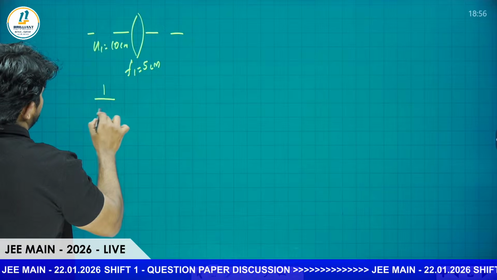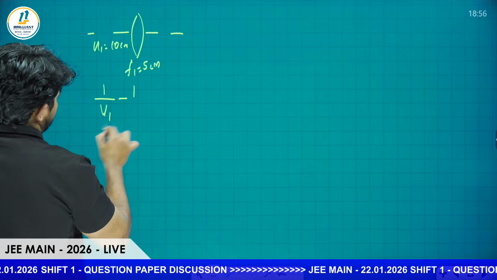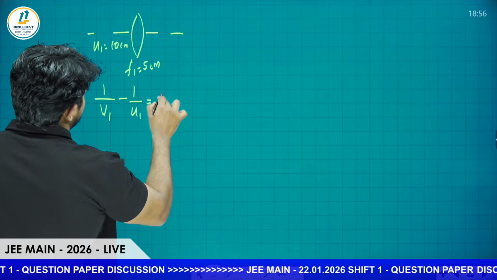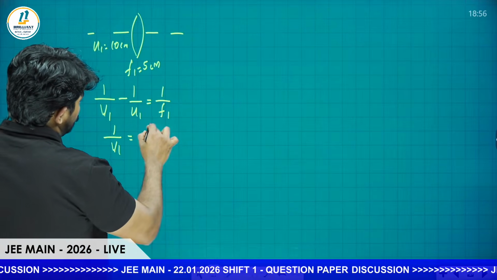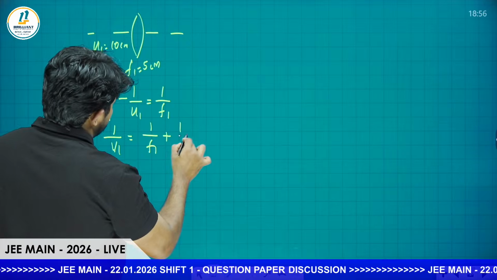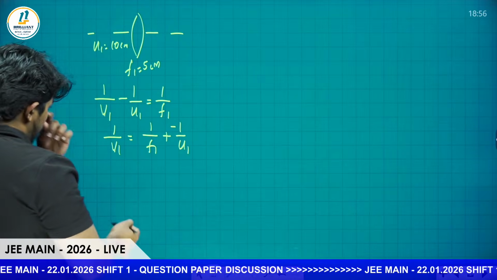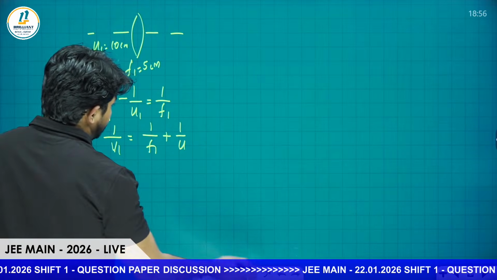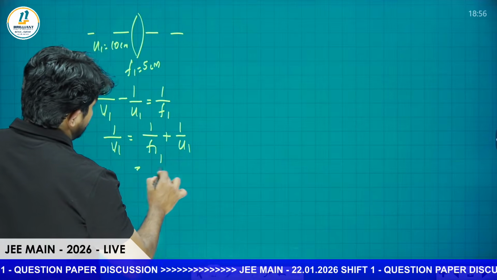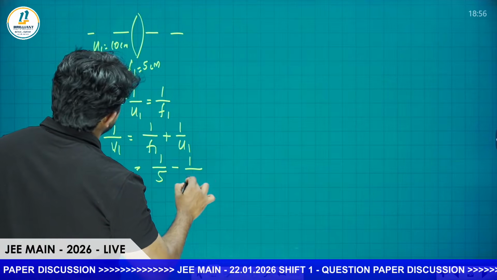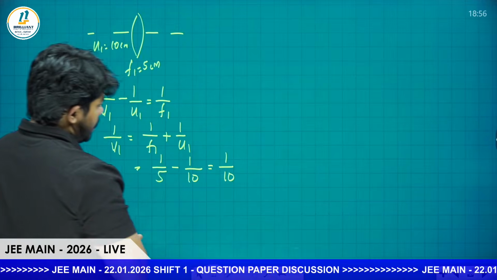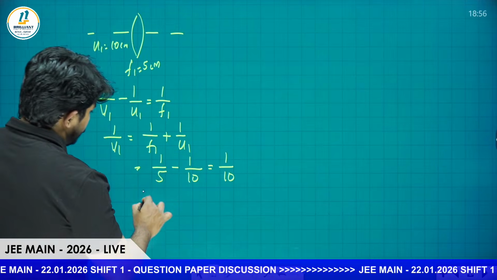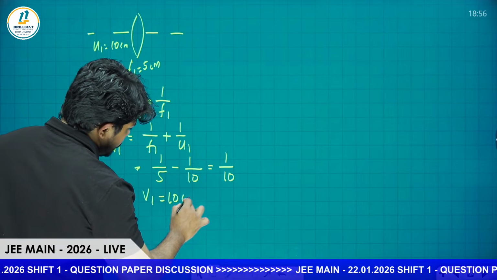So we can write 1 by v1 minus 1 by u1 equal to 1 by f1. So 1 by v1 is equal to 1 by f1 plus 1 by u1. I am taking the values with sign convention. So this will be 1 by 5 minus 1 by 10, so that will be 1 by 10 again, right? So v1 will be 10 centimeter.